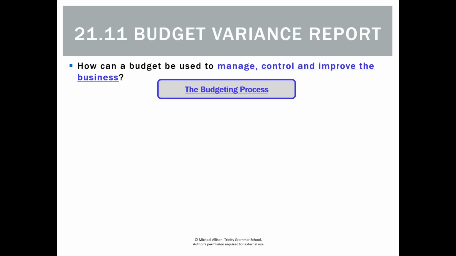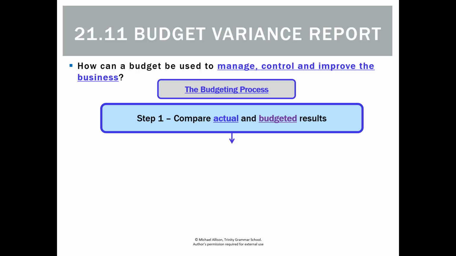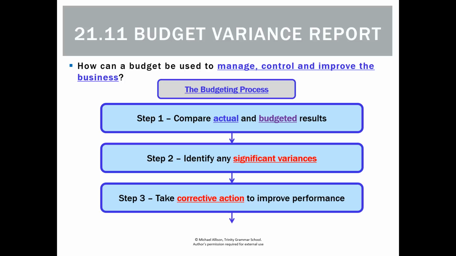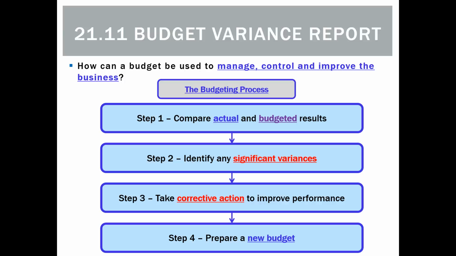The budgeting process then has 4 steps. We compare the actual and budgeted results. We identify any significant variances that have affected our performance. We take corrective action to fix that. And then we do a new budget for the next period. And all that happens is we go back and we start again.